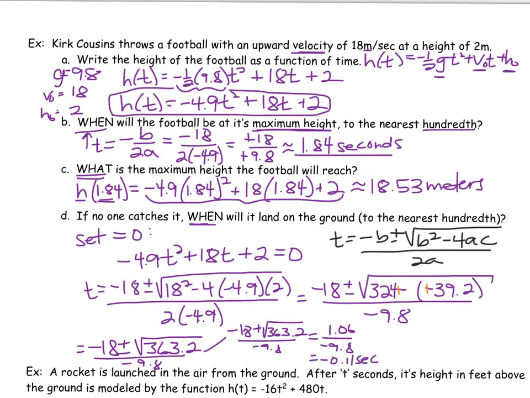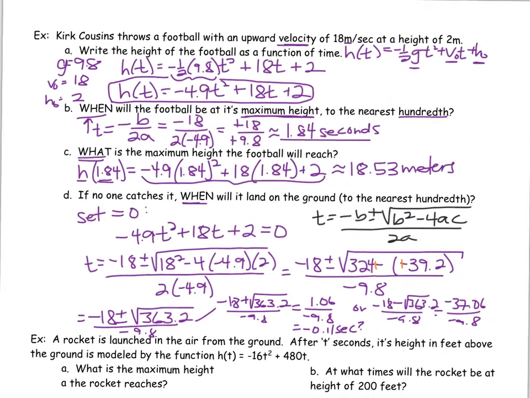So that doesn't make any sense. Let's try the other one. If we do negative 18 minus the square root of 363.2 all over negative 9.8, we would get negative 37.06 over negative 9.8. I'm running out of room here. Hang on. We're going to fix this quick. Whoa, look at that.